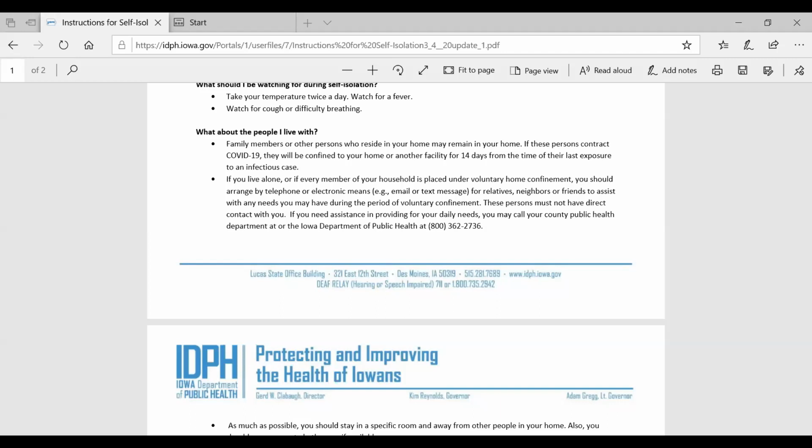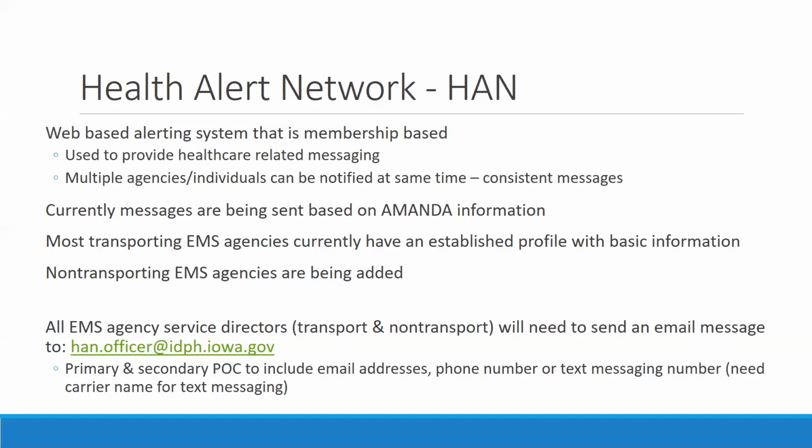On registration. How does one receive a username and password for the HAN? Yes, please go ahead, and Dr. Garvey has pulled up the actual email address for the HAN officer. If you'd go ahead and email the HAN officer at hon.officer@idph.iowa.gov, then one of our HAN officers will get back to you and provide to you an actual profile that you can go in and set up your password.